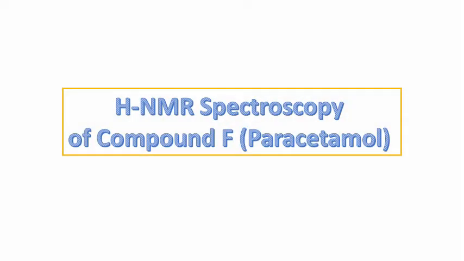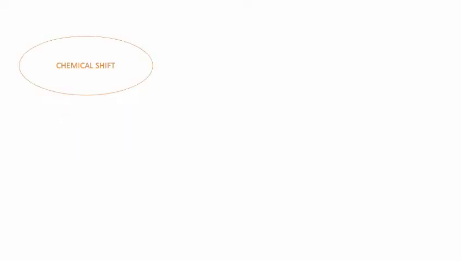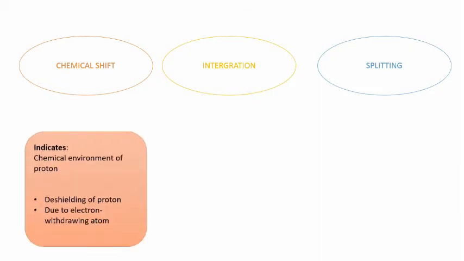Assalamualaikum. Now we move on to study the NMR spectroscopy of compound F and to confirm whether the spectrum belongs to paracetamol. There are a few pieces of information that we can use to relate the characteristic of the peaks with the structure of the compound. They are chemical shift, integration, and splitting.